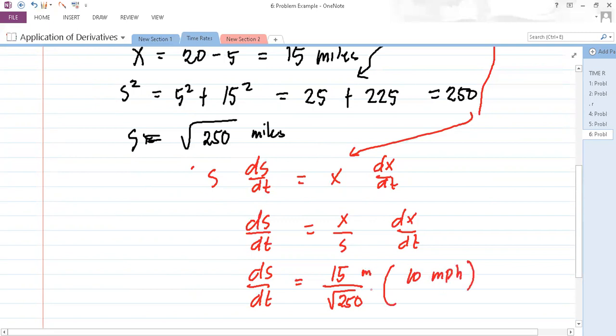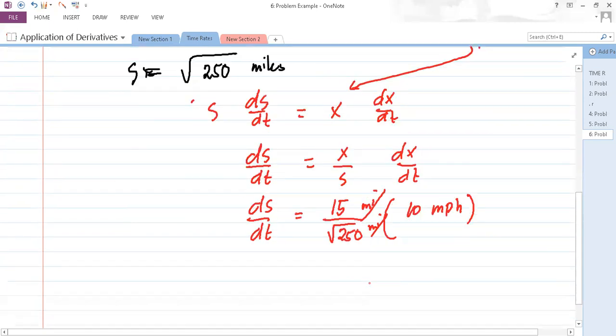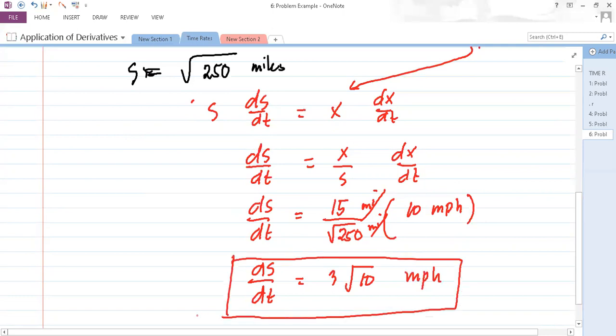Okay, so in miles, magka-cancel yan. So miles per hour yung rate ng distance changing. So that is 15 multiplied by 10 divided by the square root of 250. So that is the square root of 10 miles per hour. So this will be now our answer in this particular problem.